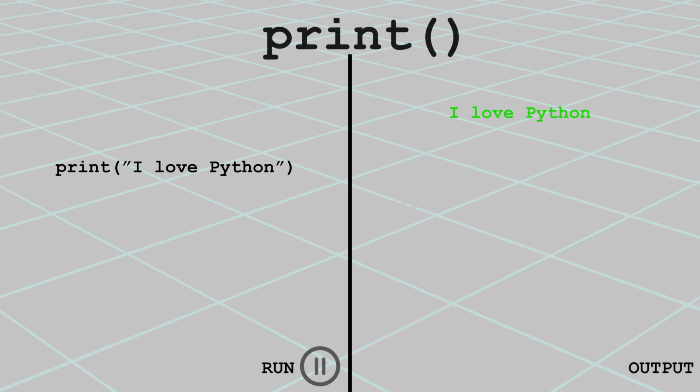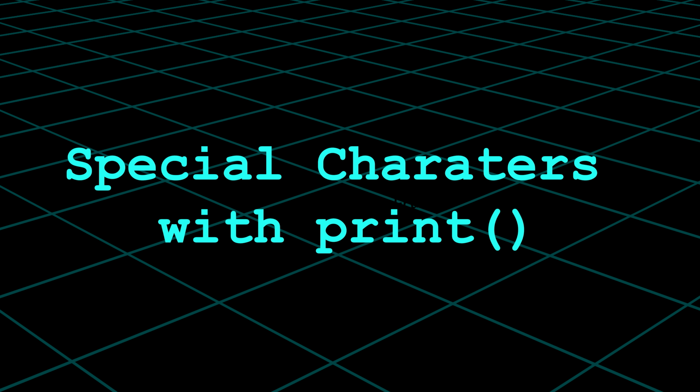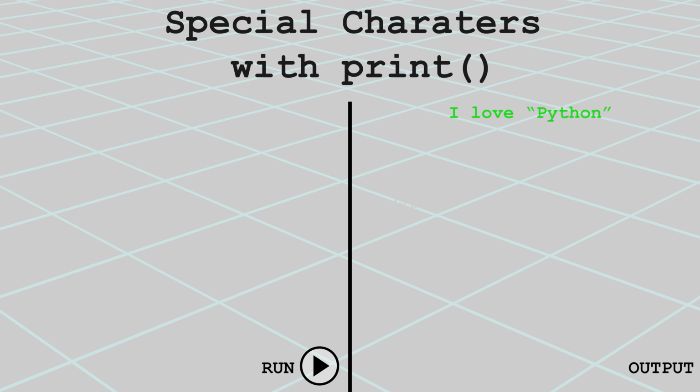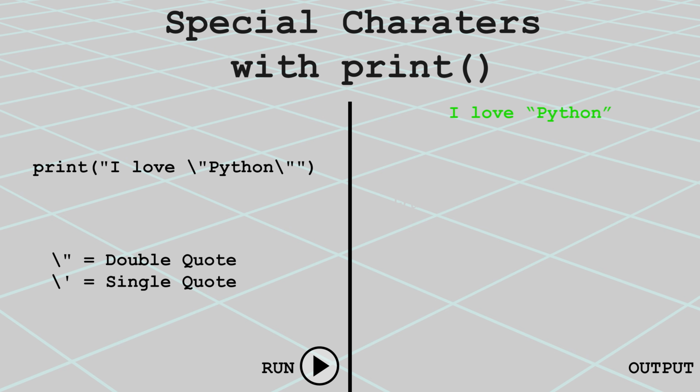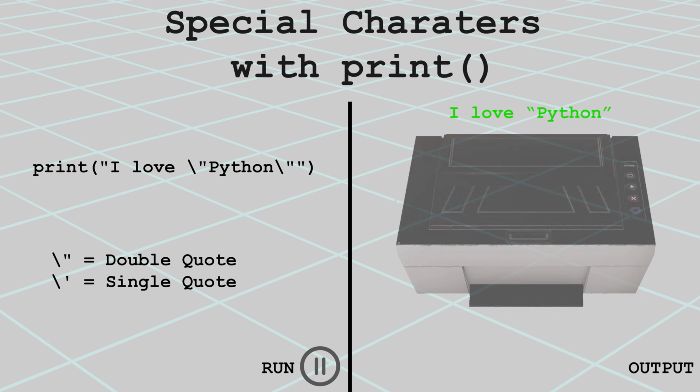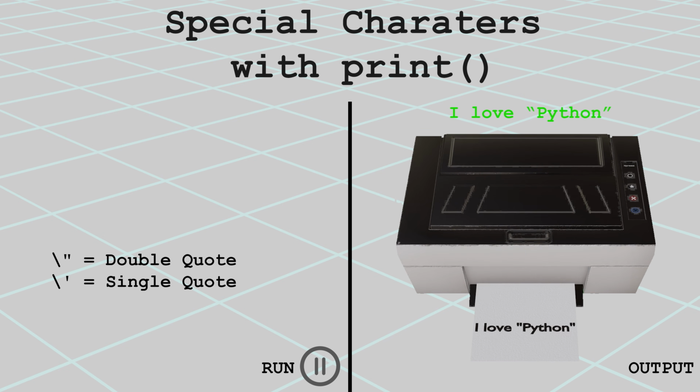In Python, there are certain special characters that allow us to perform specific tasks using the print function. For example, if we wanted to print something with quotation marks, we can't just write it like this, because that would lead to an error. Instead, we need to use the backslash before the quotation marks, so that Python knows that we want to print the quotation marks as text.